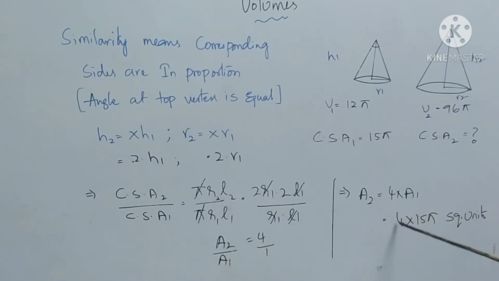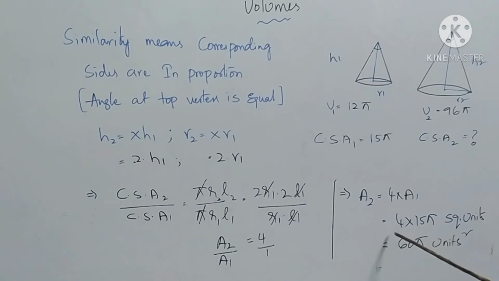That is 4 into 15 pi, as already given in our problem. 15 pi into 4 is 60 pi square units. This is the final result. The curved surface area of the second cone is 4 times the curved surface area of the first cone.